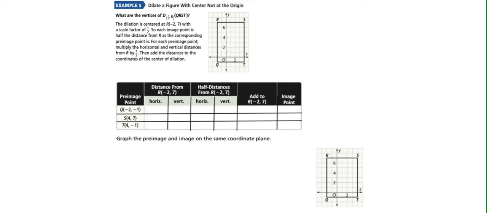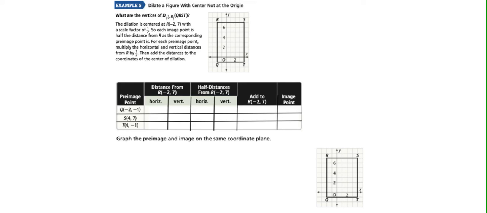Right, sort of like before, it was a fourth of the distance from the origin. Well, this is half the distance from point R because we're doing a dilation about point R. All right, so for each pre-image point, we're going to multiply the horizontal and vertical distances from R by a half. Then add the distance to the coordinates of the center of dilation.